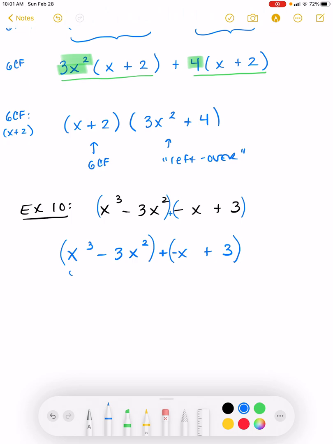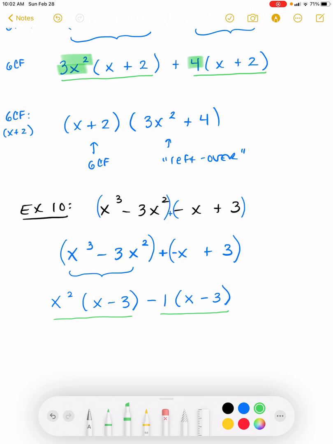Now I'm going to take out my GCF. The GCF here is x squared, and the result is x minus 3. When I look at this, I don't really see anything common between x and 3. Well, if there's nothing common, you can always factor out a 1. But in this case, because of that negative x, we're going to factor out a negative 1. The result is going to be a positive x, and 3 divided by negative 1 is going to be x minus 3.